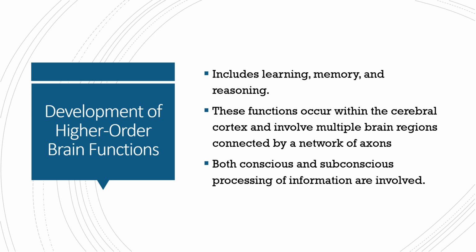Higher brain functions include learning, memory, and reasoning. They occur within the cerebral cortex and involve multiple brain regions connected by a network of axons. It involves both conscious and subconscious processing of information. As the central nervous system develops, some neurons expand their number of connections, providing the increased number of synaptic junctions required for increasingly complex reflex activities and processing. A person's ability to carry out higher order brain functions is a direct result of the level of nervous system maturation.